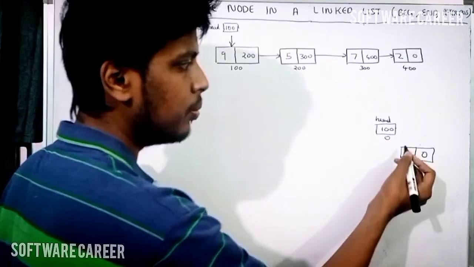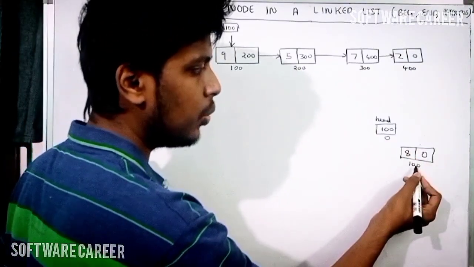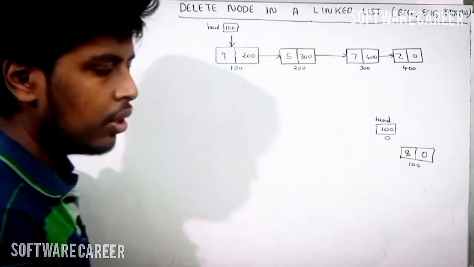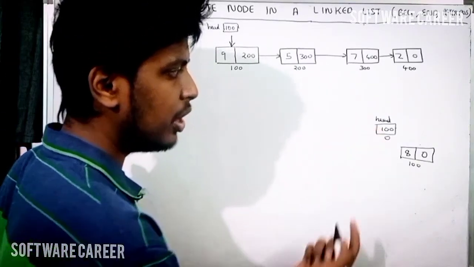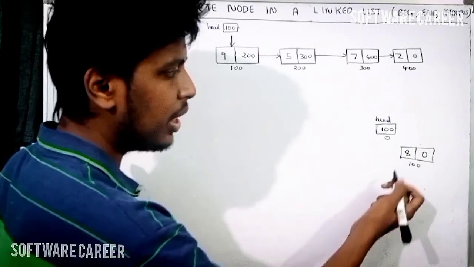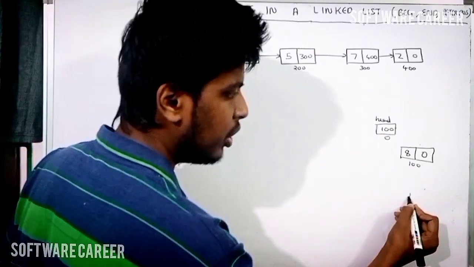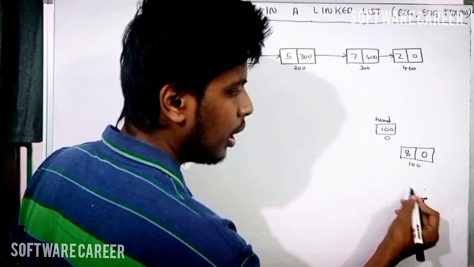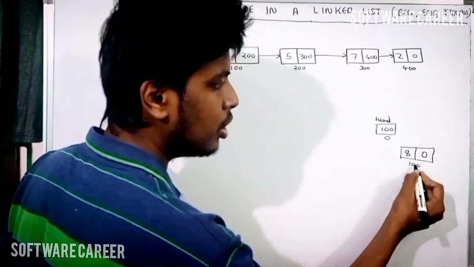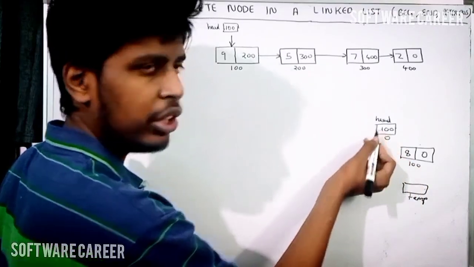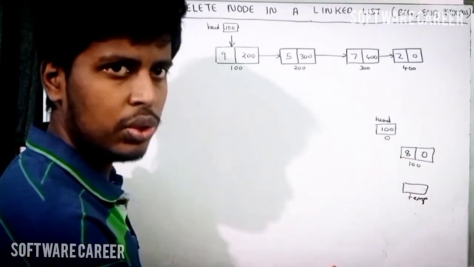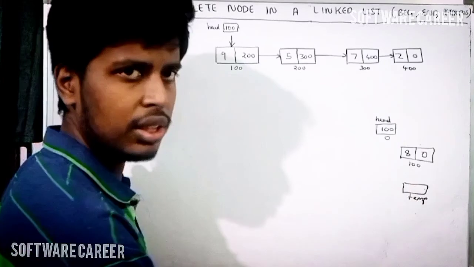How to remove this node? For this I need to access this node 100. Now this head is updated from 100 to 0. So how can I access it? I am creating another pointer called temp, and this pointer should store the address of this node 100. Now 100 was stored in the head pointer, but head is updated to 0. So how can I store 100 here?